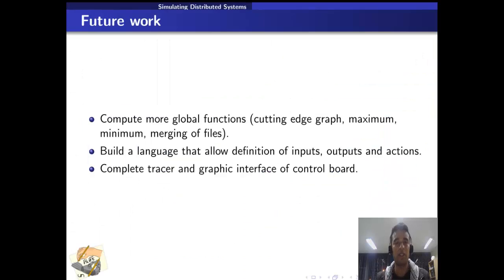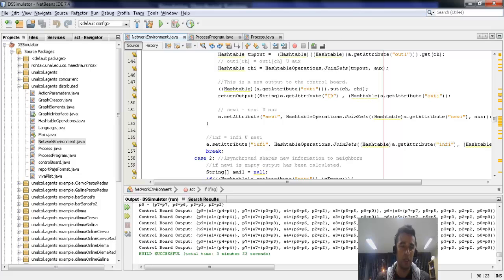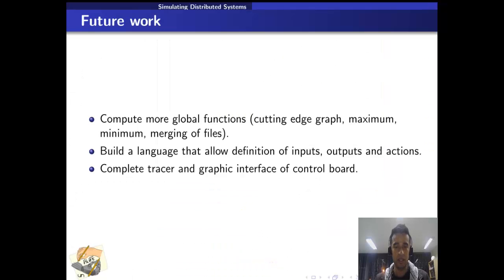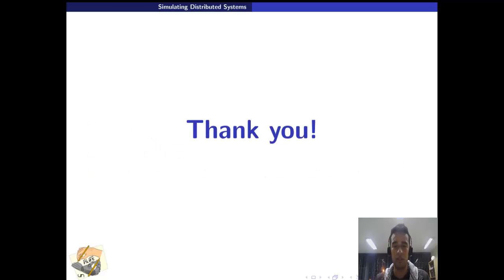As future work, I intend to compute more global functions, like cutting edge of a graph, maximum, minimum, and merging of files. In this case, this code is hard-coded for the routing problem. I intend to model this into a language that allows definition of the inputs, outputs, and these kinds of actions as simple computations for distributed systems, and to complete the tracer and the graphic interface of the control board.